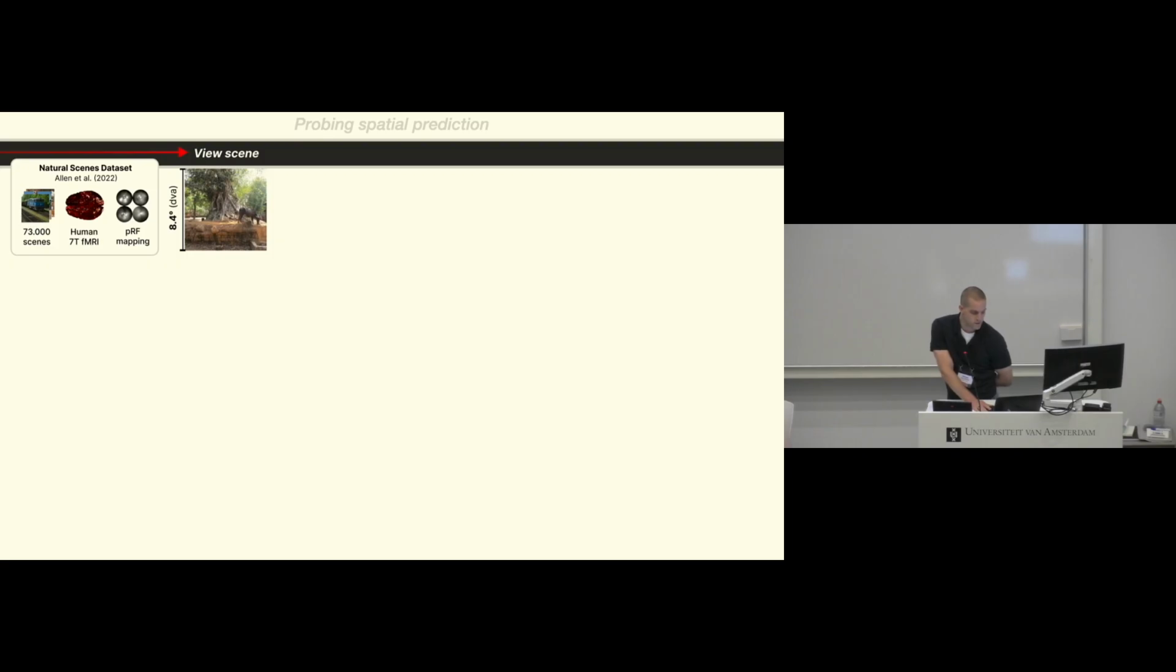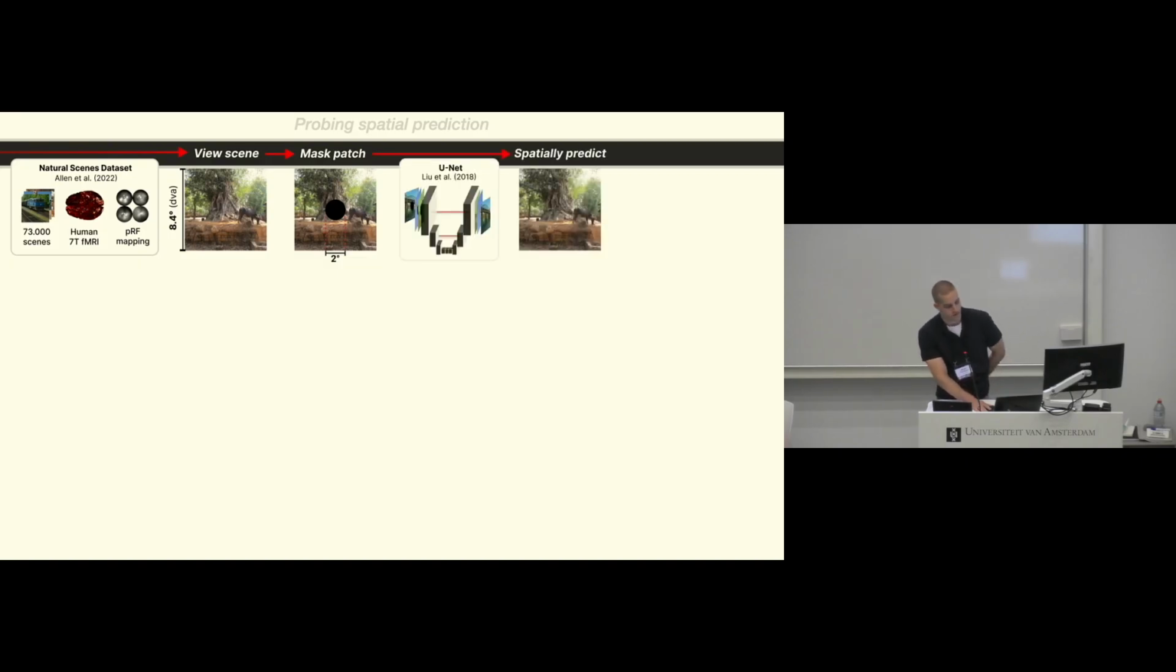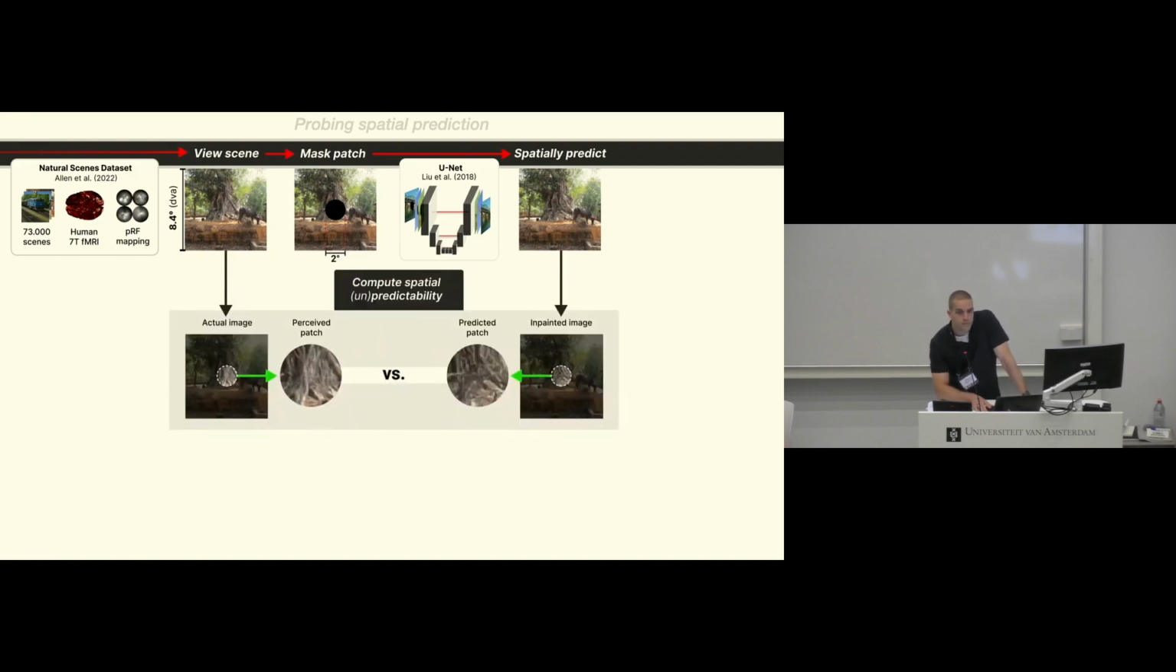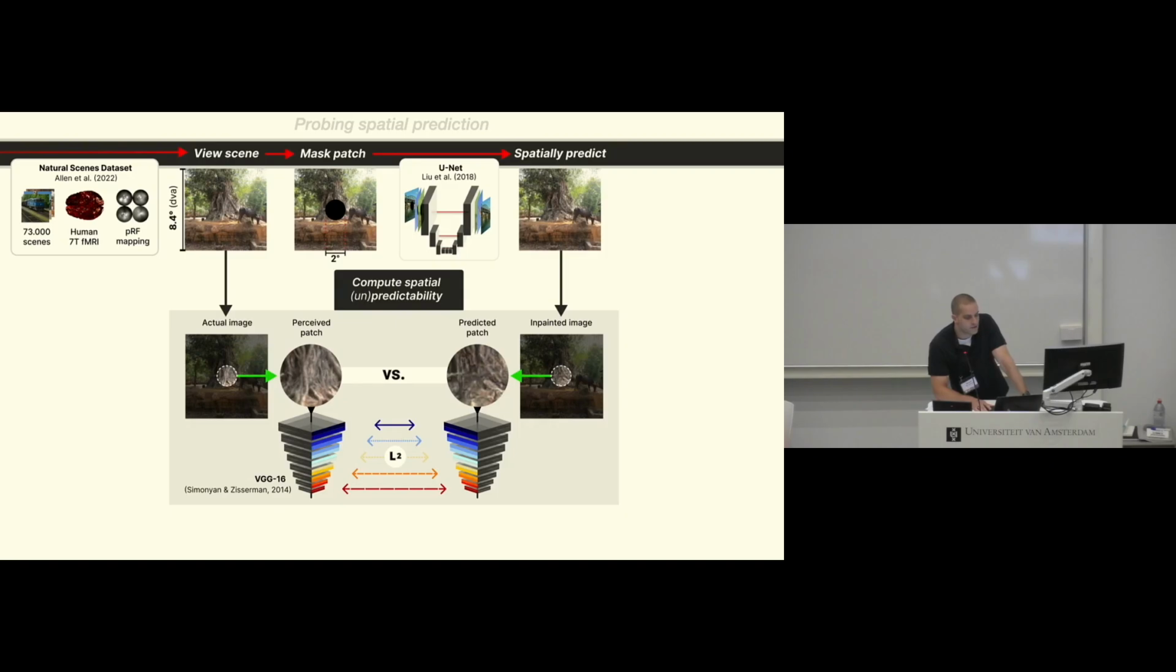For every one of the 73,000 actual scenes in the NSD, we masked out a patch of interest, and we had it reconstructed by a generative model based on the surrounding visual information. Then we computed the spatial unpredictability of this patch by comparing the dissimilarity between the perceived and the predicted patch content. And this could be done at different levels of abstraction along the latent space of a CNN, giving us a range of unpredictability estimates from low-level edges to high-level textures.